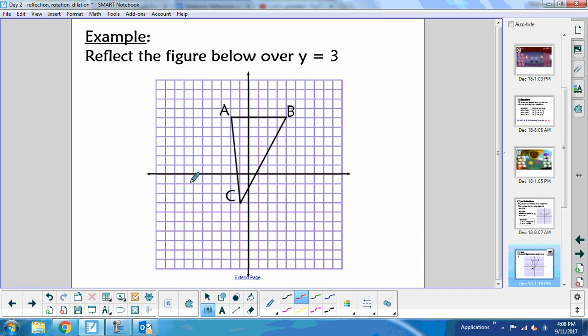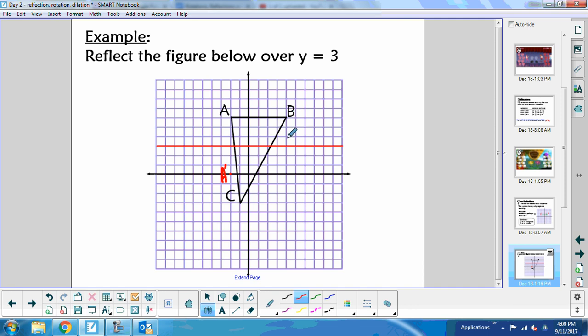Another example here. So we want to reflect this time over y equals 3. And I did a whole triangle this time. So y equals 3, we're going to have a horizontal line. So at y equals 3 here, I'm going to draw a line. Okay, so let's think about A. A right now is 3 points above that line, so that means I need to go 3 points in the other direction. So right here is going to be A prime.